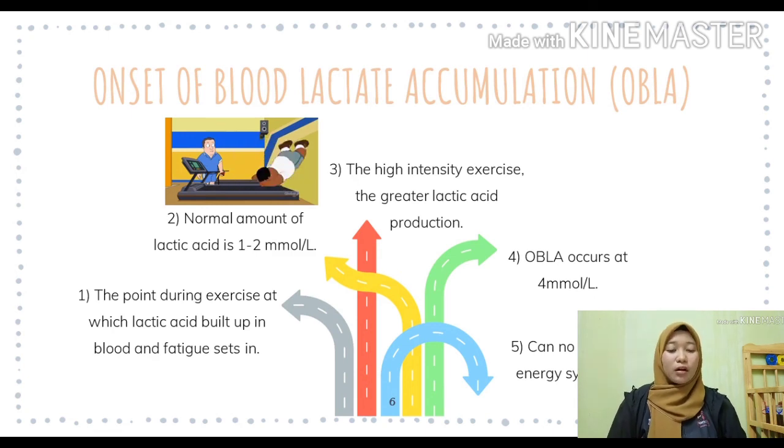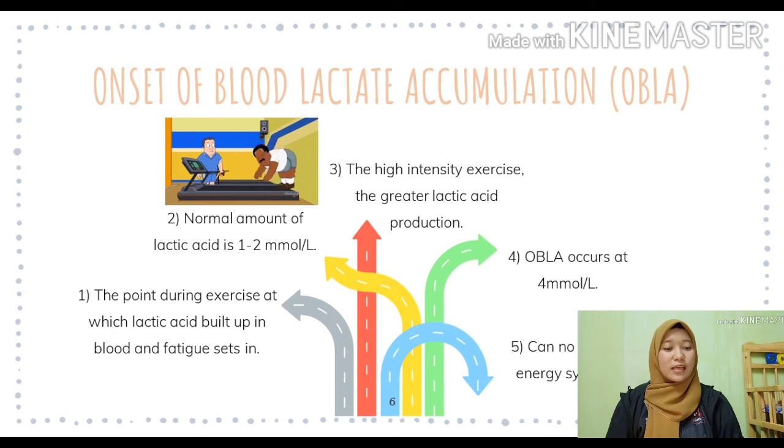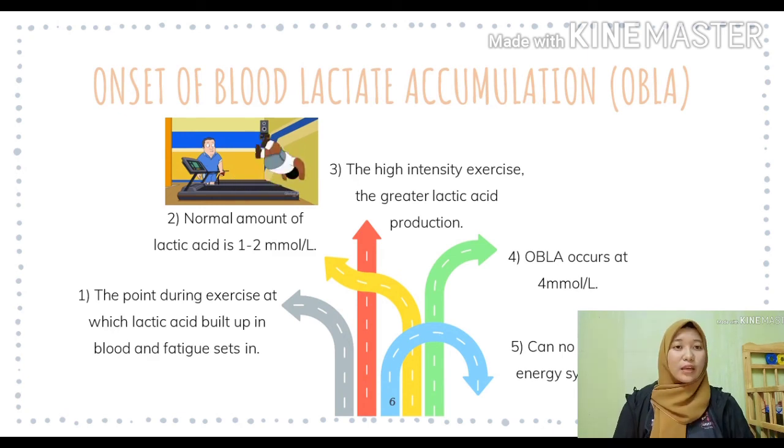The normal amount of lactic acid is 1 to 2 millimoles per liter. The higher the intensity of exercise, the greater the lactic acid produced. Okay, when OBLA occurs at 4 millimoles per liter, it means that our muscle can no longer operate the energy system effectively. That means we are in a fatigue situation.